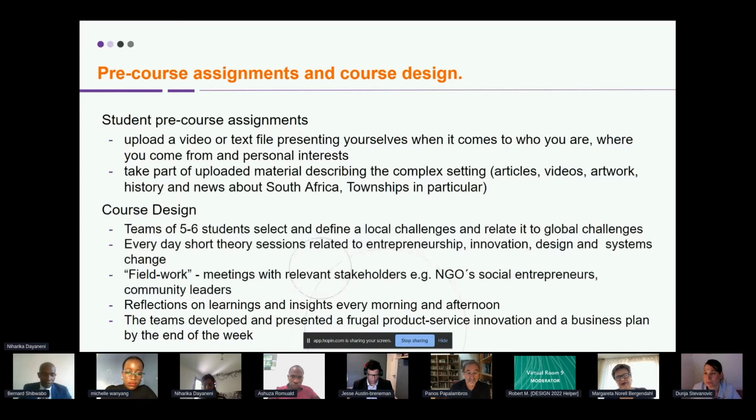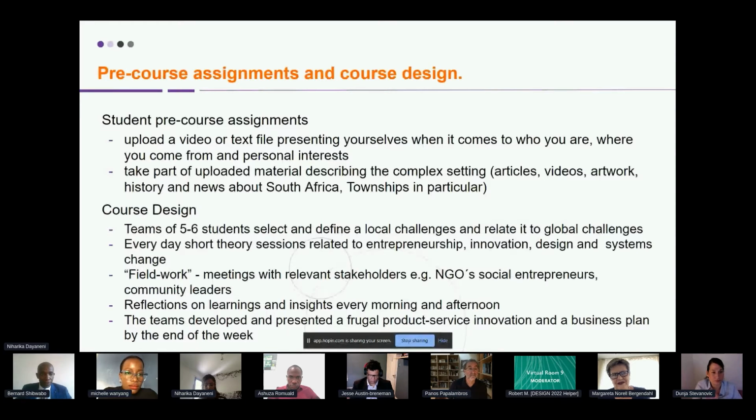And every day the theory and the practice were mixed, so to say. So there were theory sessions on innovation and design and system change and systems development. And they also included fieldwork, which means that the students had to get out to different stakeholders, both NGOs and companies and community leaders. And every morning they made their reflections, and the teams developed a very interesting product service innovation and a business plan by the end of this only week. And that's a fantastic result, which is hard to believe.